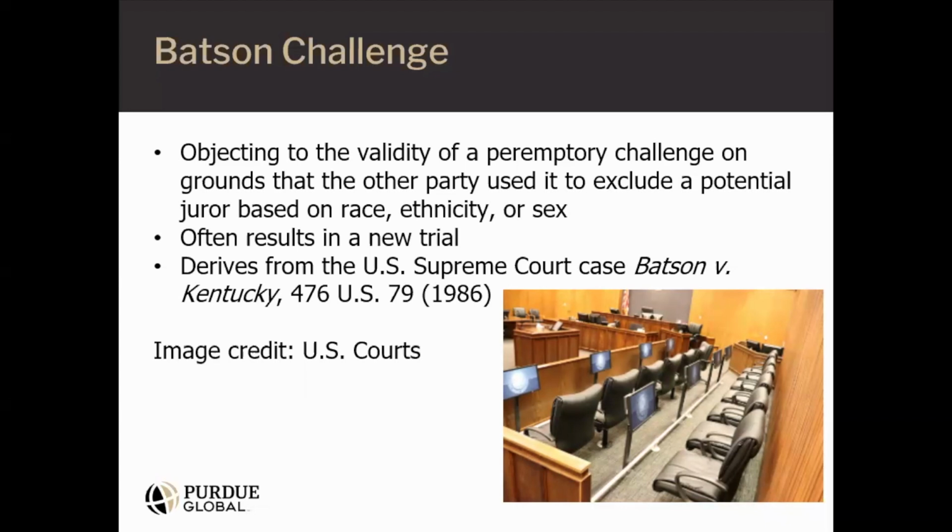As a result, what is known as a Batson challenge applies in criminal cases, but we have also seen that extended in civil cases. Each party is allowed a certain number of peremptory challenges, and also an unlimited number of challenges for cause. If the court finds that there was a peremptory challenge and there was not a race neutral, ethnicity neutral or sex neutral valid reason for dismissing that potential juror, then the remedy would often be a new trial.